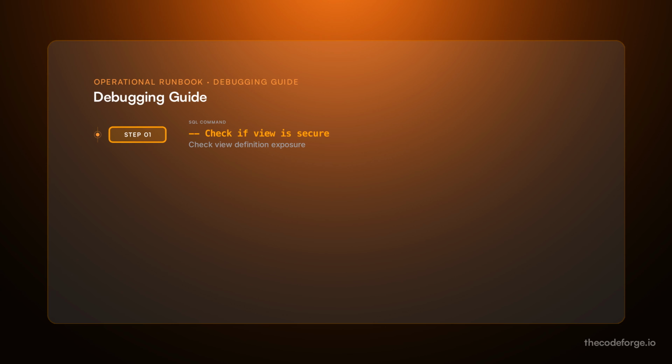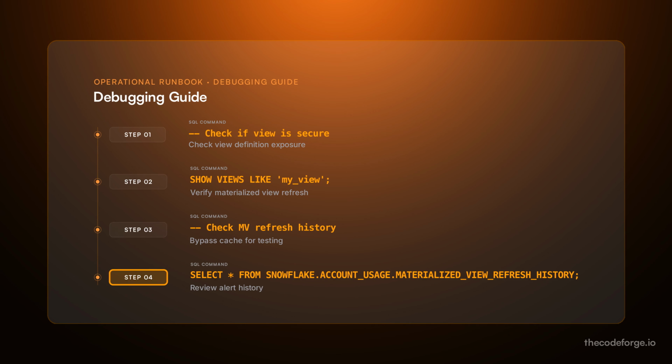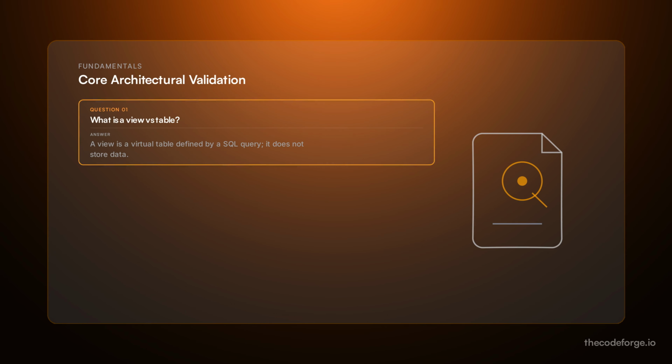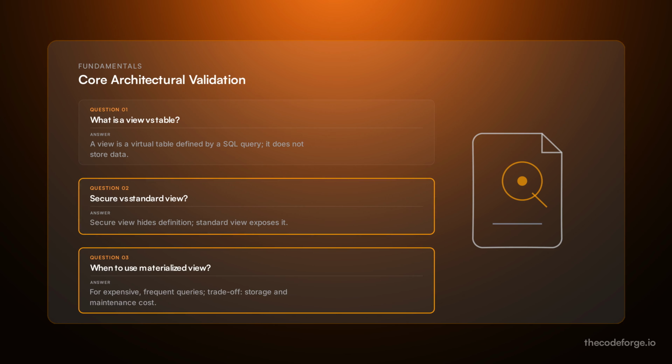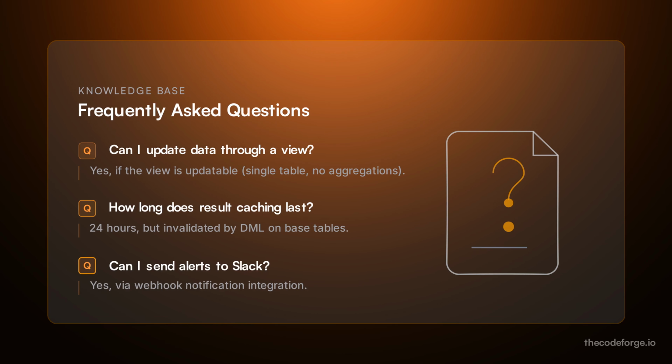To debug issues, use these commands. Check if a view is secure with show VIEWS, monitor MV refresh history, bypass cache with alter session, and review alert history. Let's review common interview questions on this topic. Note that result caching has a 24-hour lifetime.